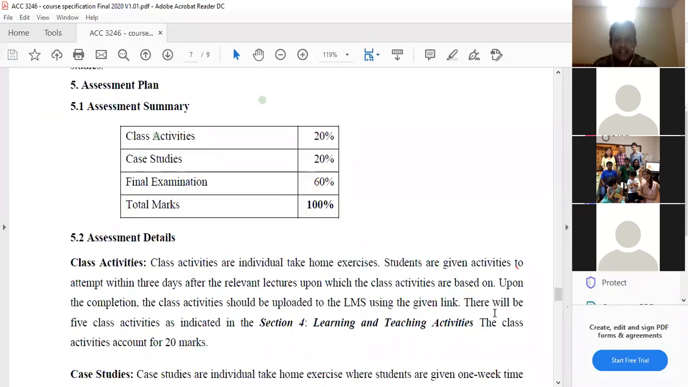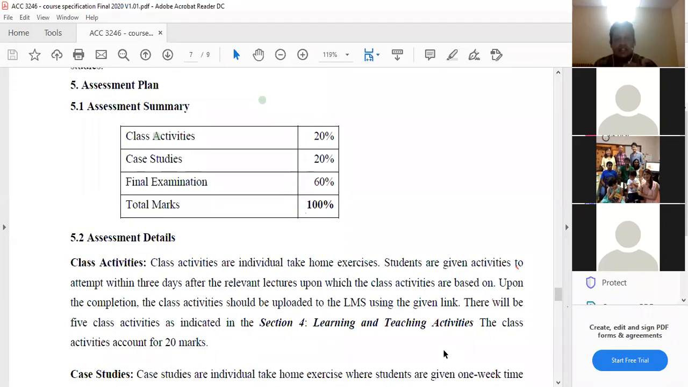In the relevant weeks, we'll be creating an upload link, and you are supposed to upload the class activities using the given link. Then they will be assessed, and the marks would be given to you. Most probably within 1 week's time, we'll be able to declare the marks. That is how we used to do it in the past. Upon the completion of each activity, we'll be updating your marks, and showing them through the LMS.